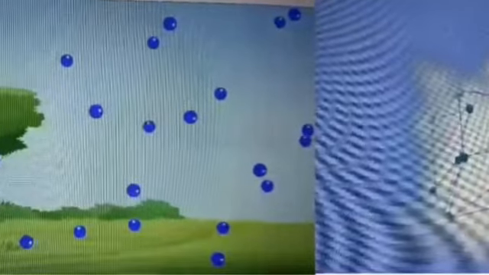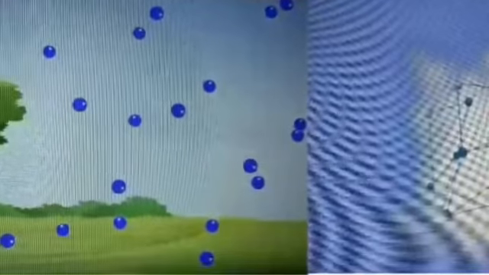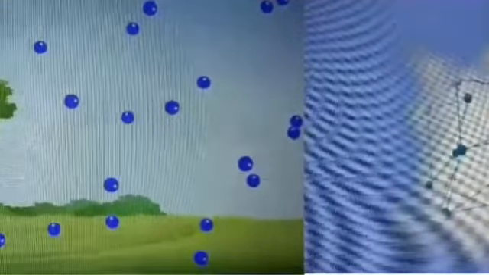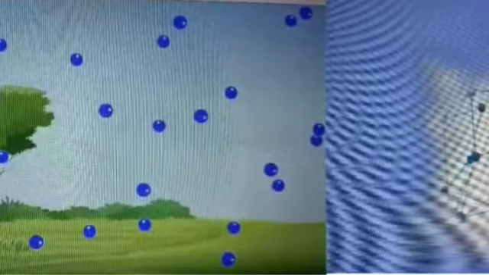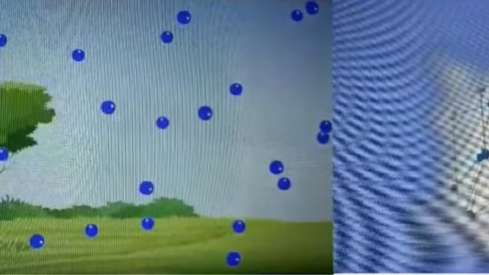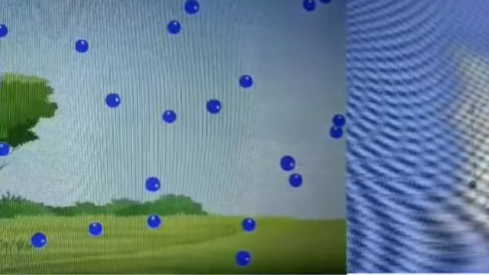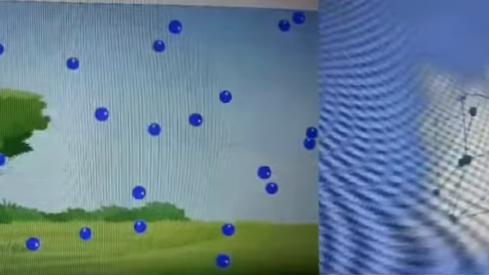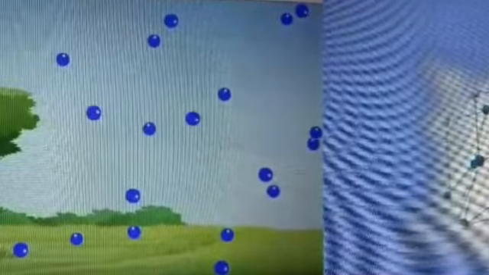Now let me explain what will happen in the boiling process. During the boiling process, the liquid particles absorb heat from the surroundings. The particles absorb heat to break the bonds among themselves. Now the particles can move freely and randomly in all directions. The kinetic energy of the gas particles is very high.